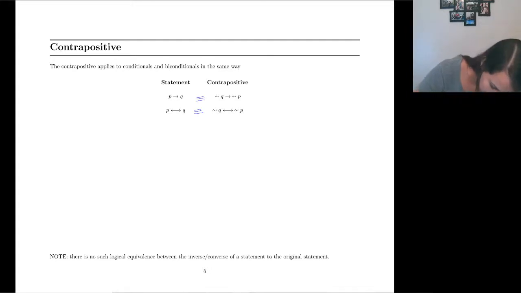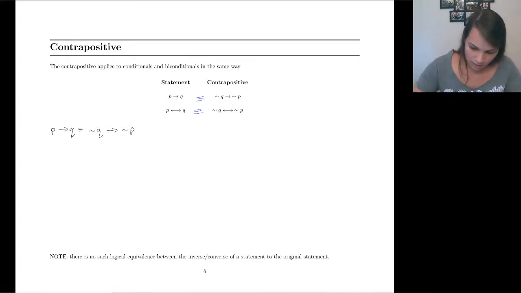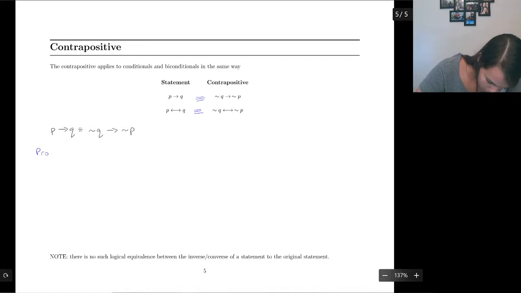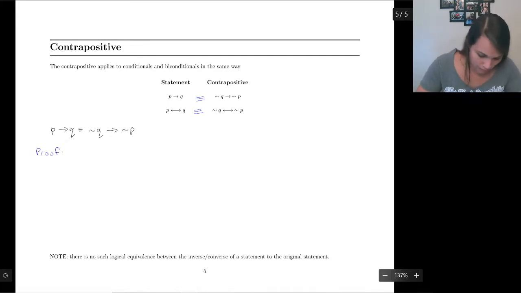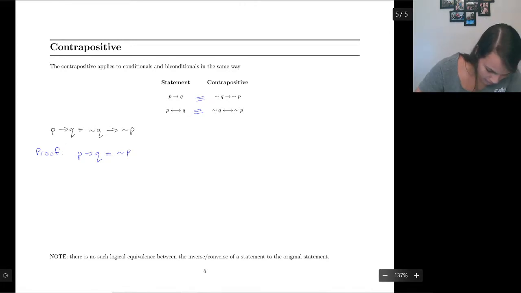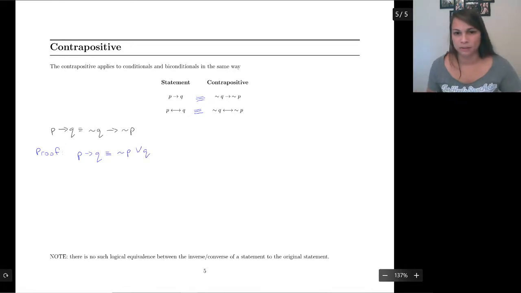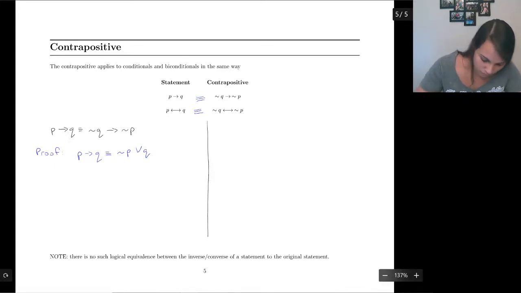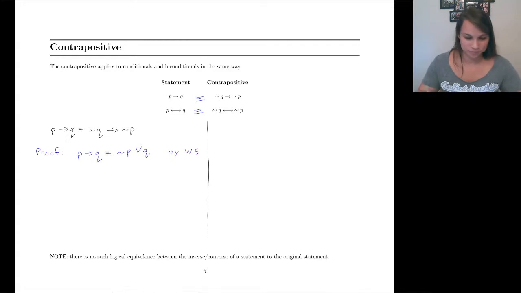The first equivalence says P then Q is the same as not Q then not P. Let's go ahead and prove that. So we've got P then Q, and what we have right now is that it is equivalent to this statement right here. You will prove this on your worksheet. So I'm going to just go ahead and say by worksheet. You guys will prove that for me.